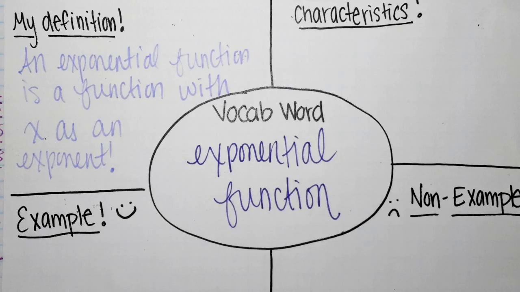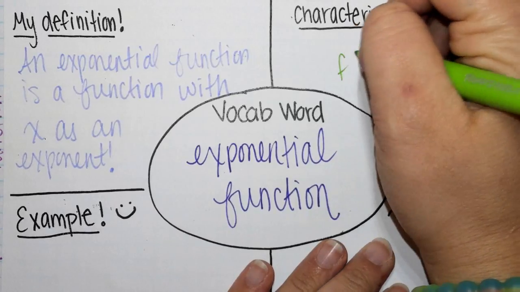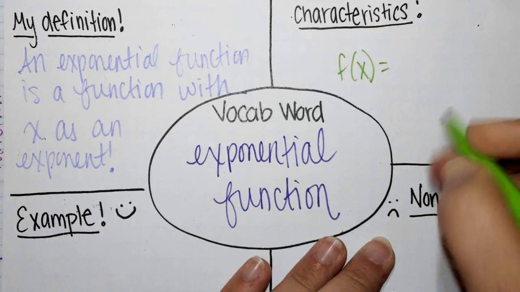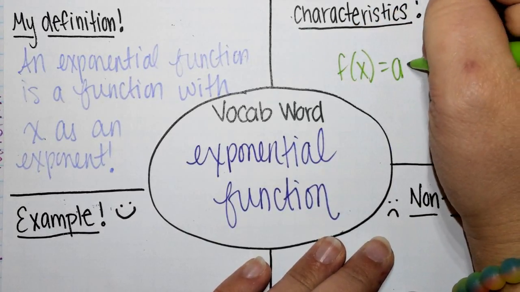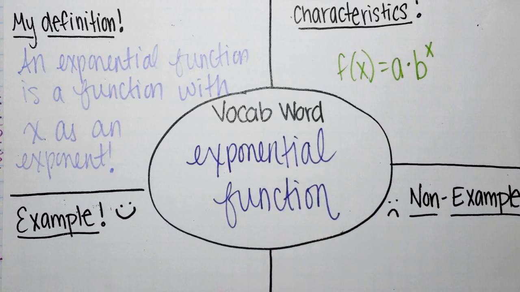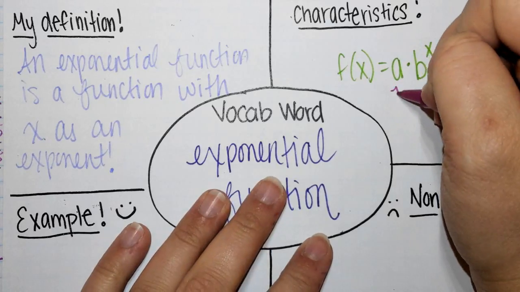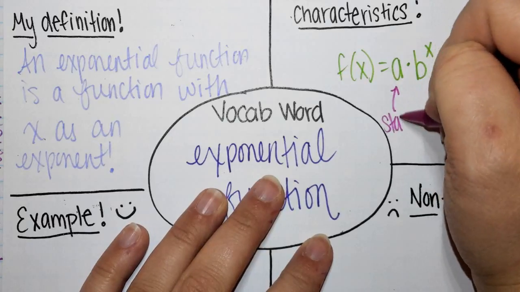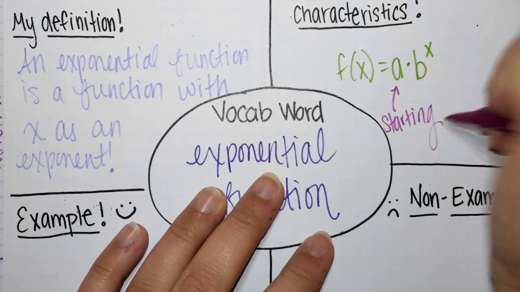Alright, so characteristics. It looks like this. We have f of x equals a times b to the x. So, you remember when we were cutting string and we had a space that asked for our starting value? And one of them was 1 and one of them was 16? Alright, so this is your starting value. So if this starts at 1, what is A?